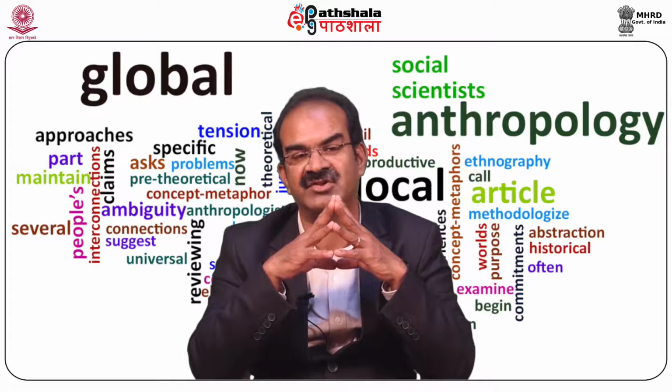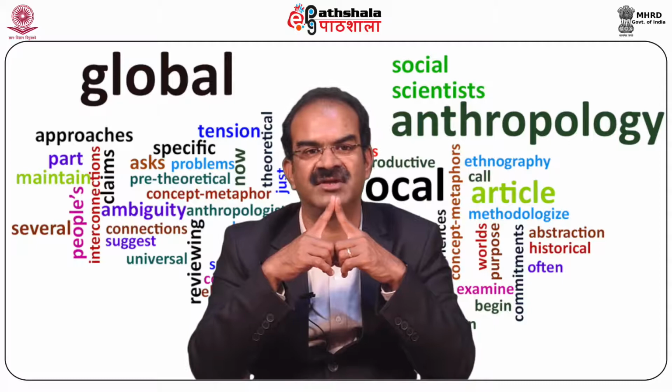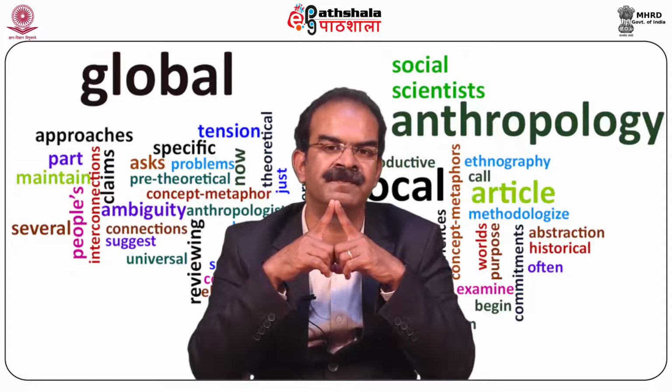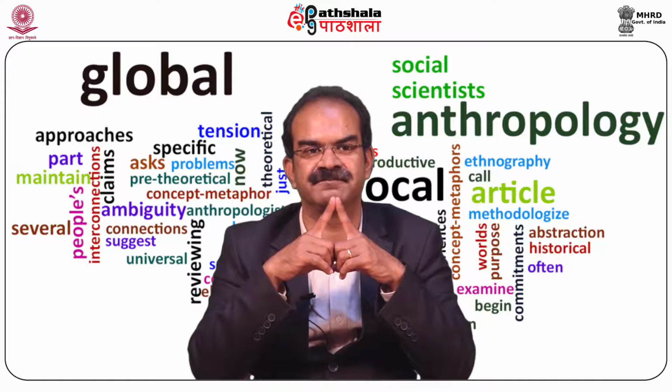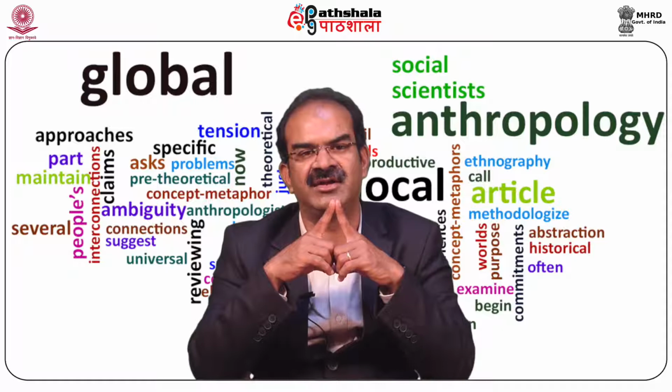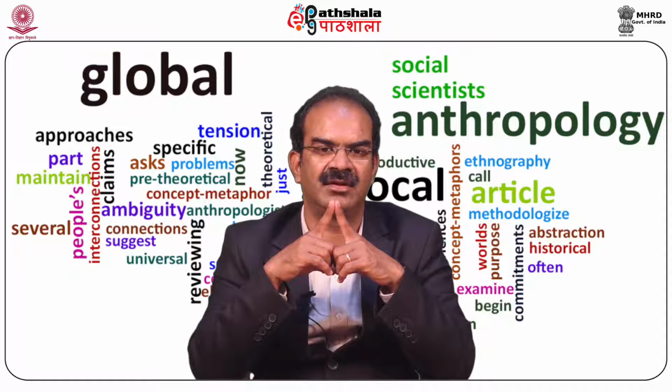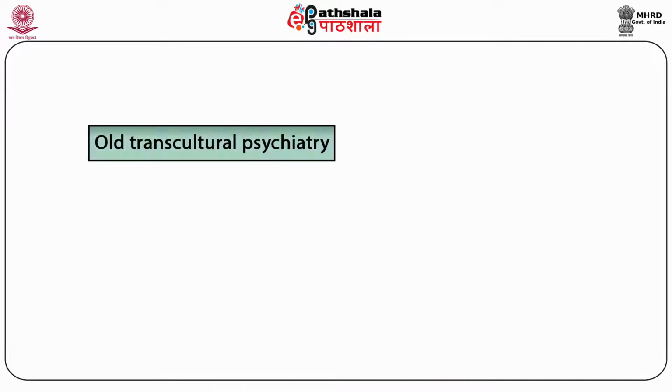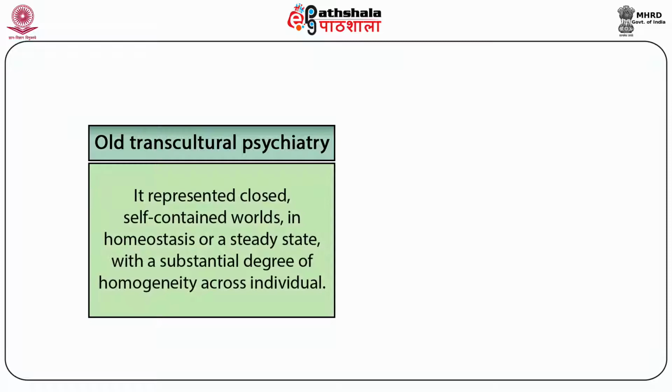According to Arthur Kleinman, culture and personality emerged in North American anthropology and has continued to give many insights and clues to various cultural or psychological disorders. This can also be understood as what we call transcultural psychiatry, where Kleinman has spoken of a new cultural psychiatry. Now, the old transcultural psychiatry is mostly represented as closed, embedded in self-contained worlds, in homeostasis, or in a steady state with a substantial degree of homogeneity across individuals.